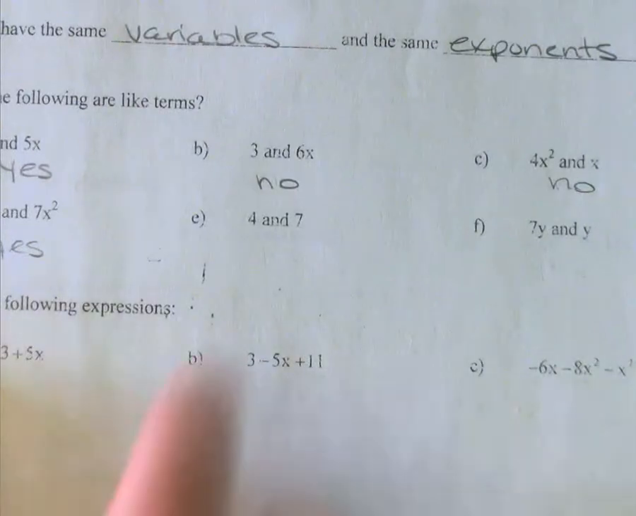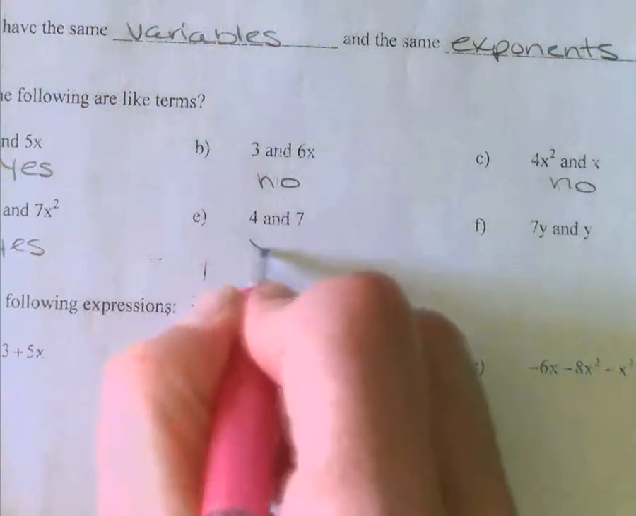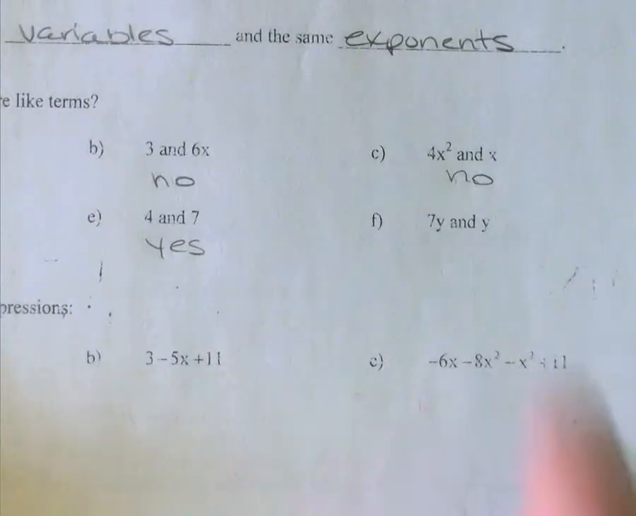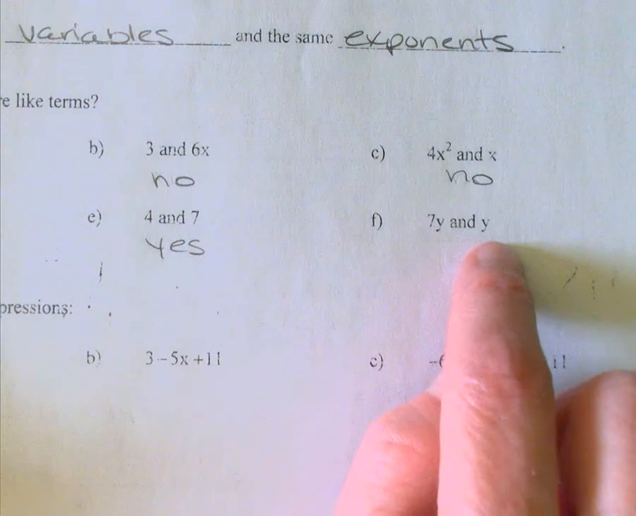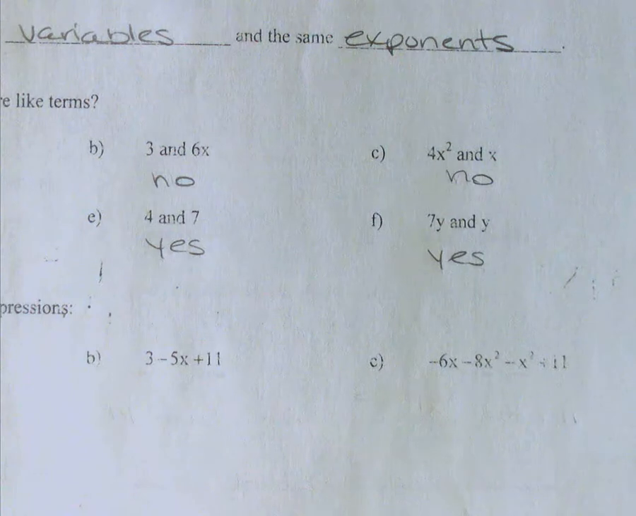The next one, this is 4, this is 7. Neither one of them has variables, so I can say yes, they are like terms. And if I look at the last one, this has a y, this also has a y, so I can say yes, they are like terms.